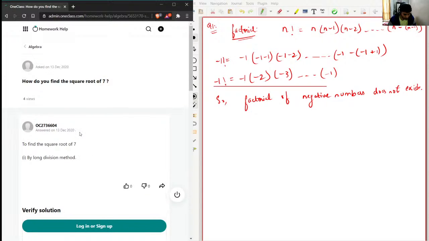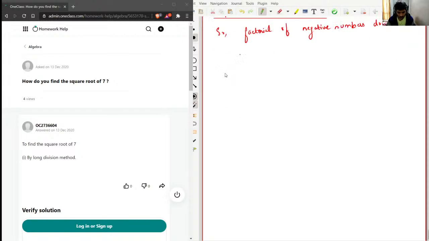The answer is not given here. So we need to find the square root of 7. Question number 2. We need to find the square root of 7.